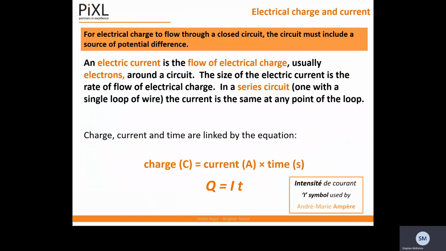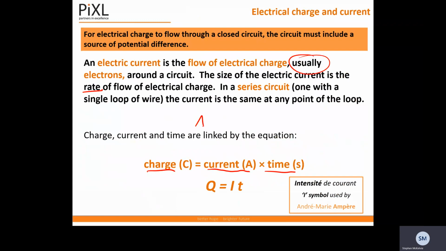Electric current is the flow of electrical charge, usually electrons, around a circuit. The size of electric current is the rate of flow of electrical charge. The rate is the amount of charge per second, per unit time. In a series circuit, the current is the same at any point of the loop. So, if I wanted to find the total amount of charge that's moving around the circuit, I can look at the current and multiply that by the time in seconds.